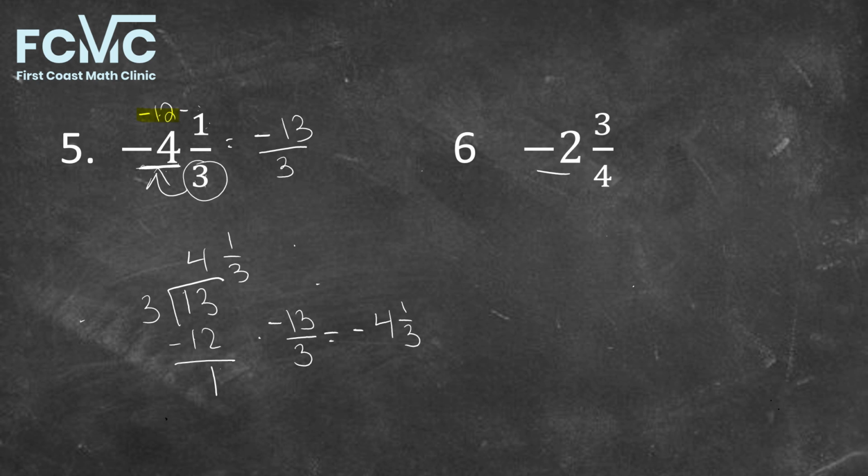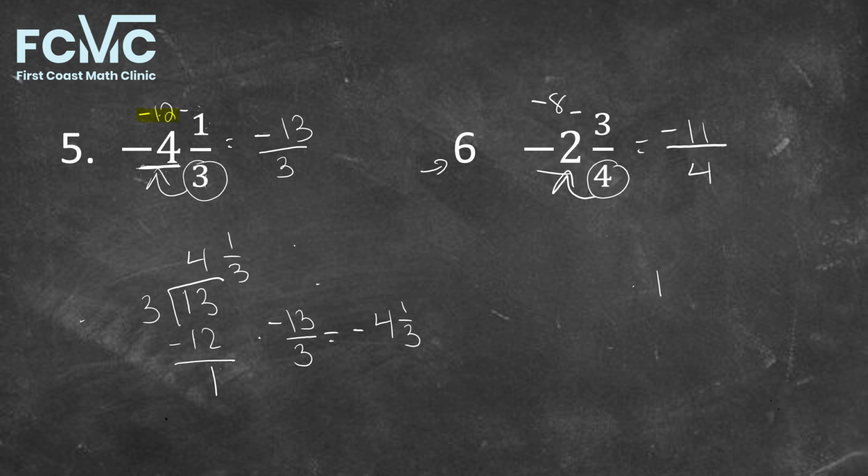So let's do the same thing here for number 6. We're going to take that 4, multiply it by negative 2. We're going to get negative 8. Now let's subtract the 3. We're going to go further into the negative. So we're going to get negative 11 over 4.